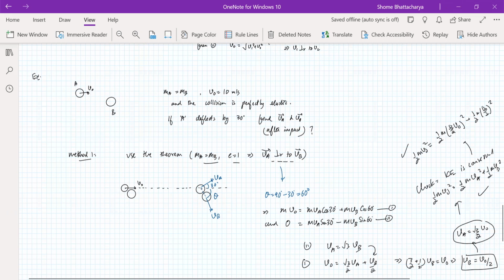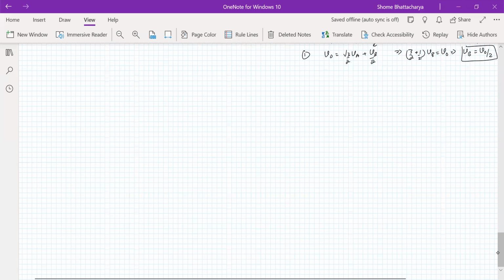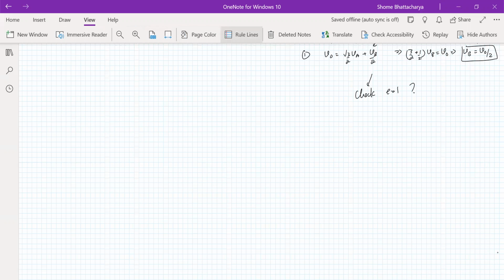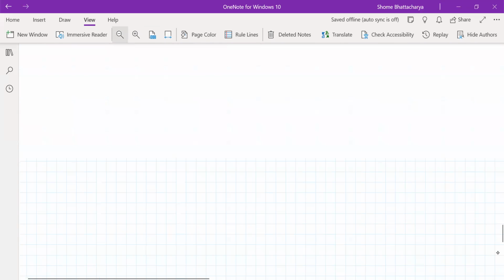Now, one more thing we can check over here is whether or not the coefficient of restitution checks out to be 1. Because it's perfectly elastic, kinetic energy is conserved, so it should also mean that the coefficient of restitution is equal to 1. For that, we have to understand the impulse picture a little more carefully.